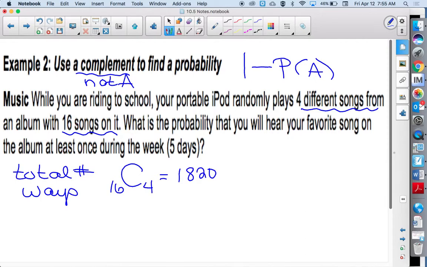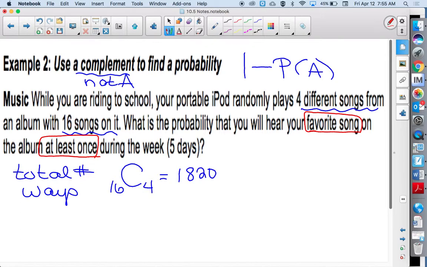Now we need to figure out what we're trying to find. So we have the total number of ways that I can listen to 4 songs on my ride to school. That's a lot of ways. It says, what's the probability that you will hear your favorite song on the album at least once during the week? What does at least once mean? Julia, what do you think at least once means?